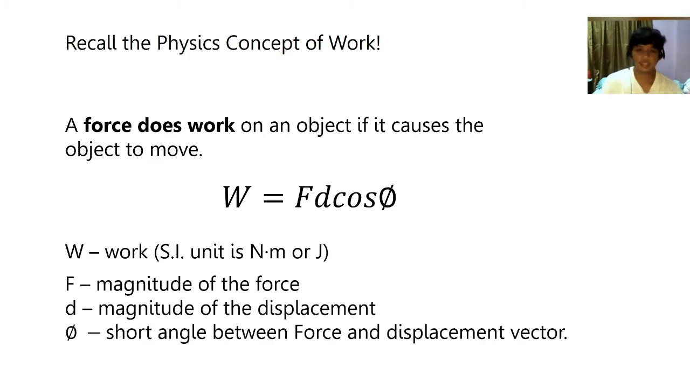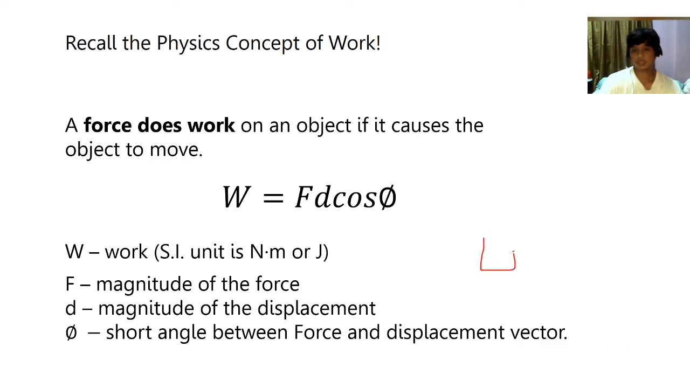So that's the formula for work. F is the magnitude of the force, like the value of the force, not taking into consideration the direction of the force, just the magnitude. So it's positive. D is the magnitude of the displacement. Again, it's a positive number because it's only taking into account the value of the displacement, so how far you move the object while applying the force. And phi is the short angle between the force and the displacement vector. I want to elaborate that a little bit.